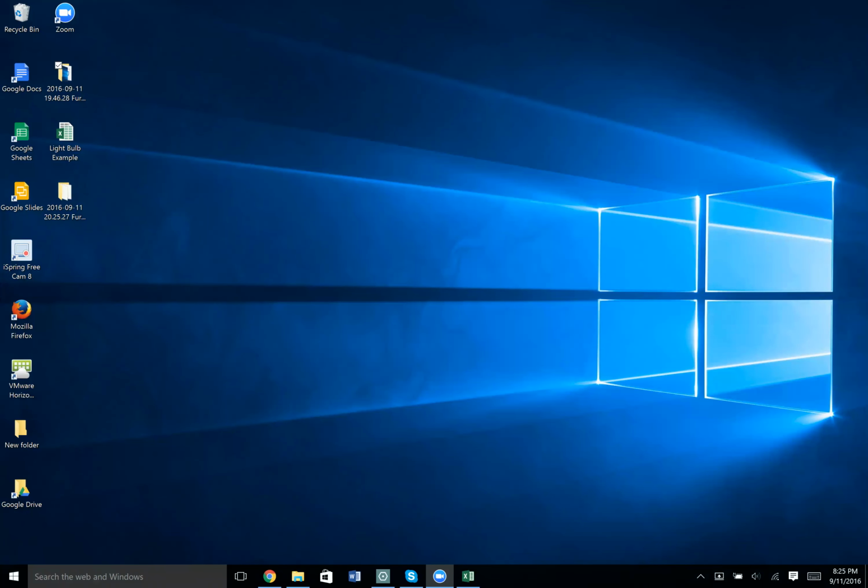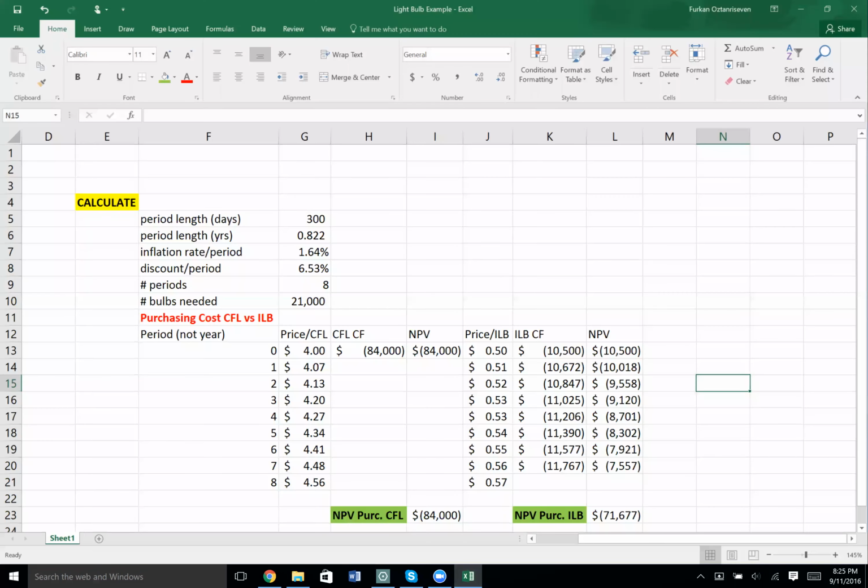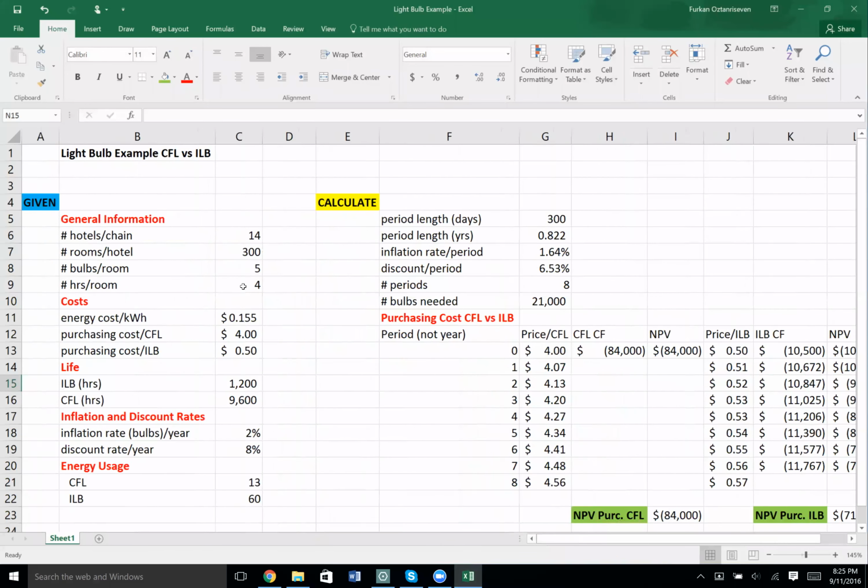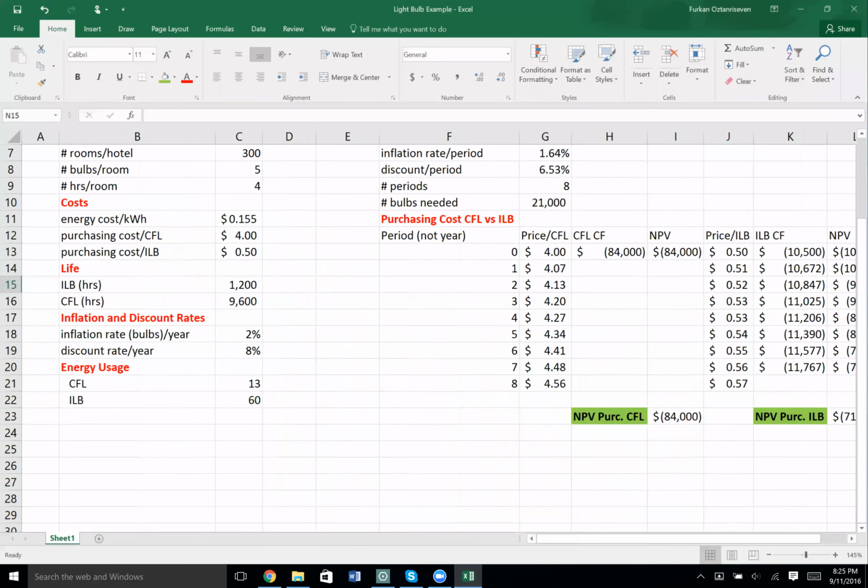So before we talked about the comparison of CFL bulbs versus ILB bulbs in terms of purchasing cost. Now in this tutorial I would like to make calculations for energy cost comparison between these two types of bulbs, and at the end I will try to understand which bulb is better when we consider both energy cost and purchasing cost, and what would be the annual savings.